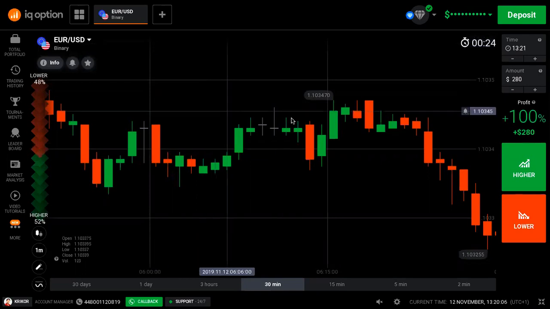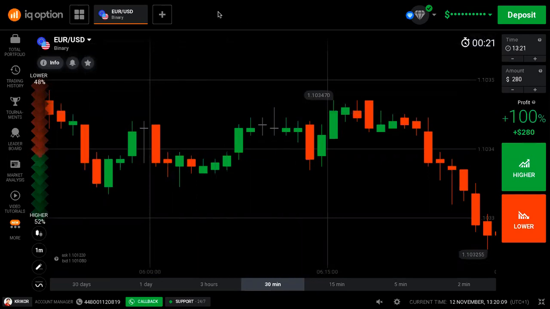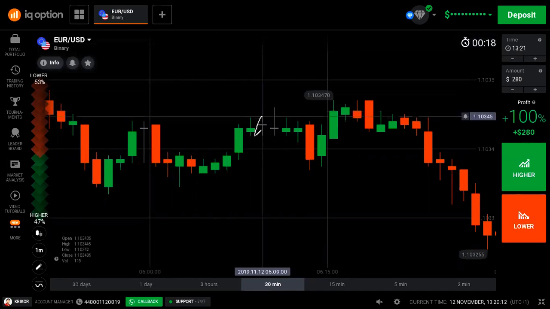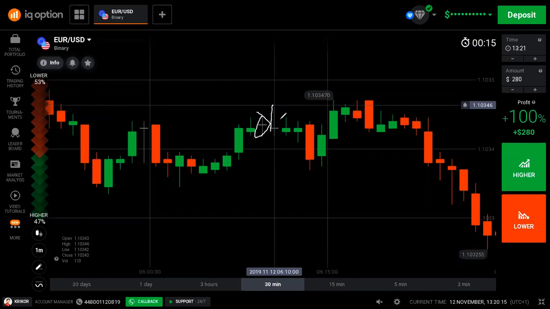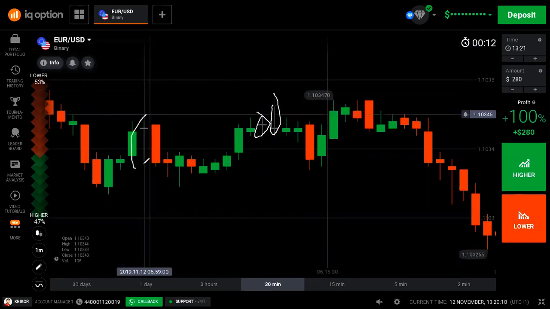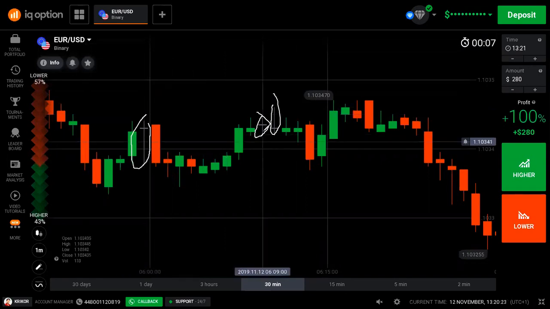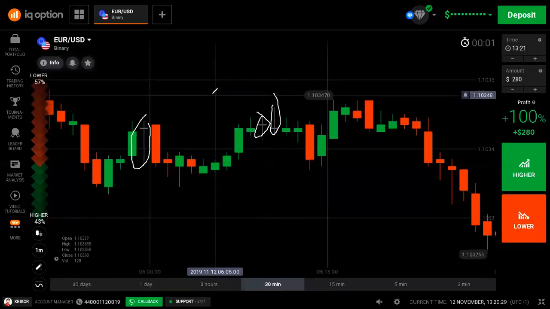So when you see Doji, let me give you an example. This is Doji. This is Doji. This is Doji. Doji doesn't have color. If it is red or green, it's not Doji. It will then be different.